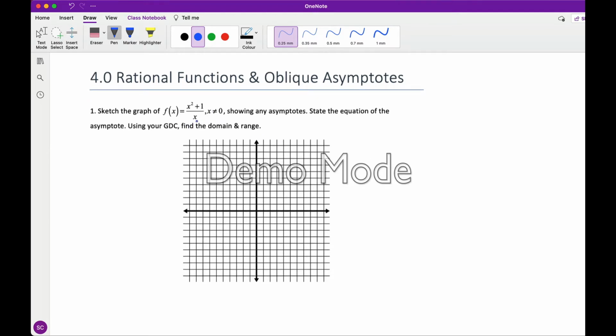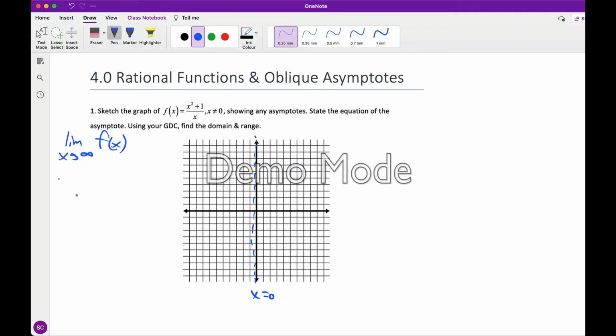So let's sketch this function, and the first thing you might want to notice is the denominator is just x. So that means when x equals 0, we're going to have a vertical asymptote. To get the oblique asymptote, we want to look at what happens to the function as x goes to infinity. It'll approach a line that's not horizontal or vertical. In order to do that, we're going to do long division. You'll see why in a second.